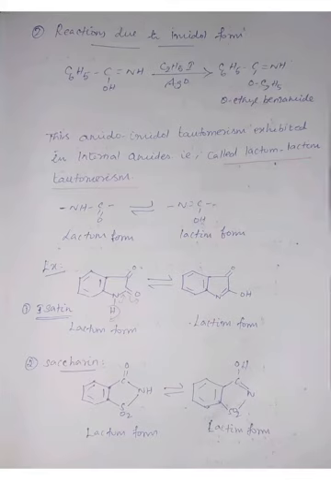For example, azetidinone contains the lactam form, that is a cyclic amide, which converts to the lactim form. One more example: saccharin also contains a lactam ring, which is involved in tautomerism, so it converts to the lactim form.